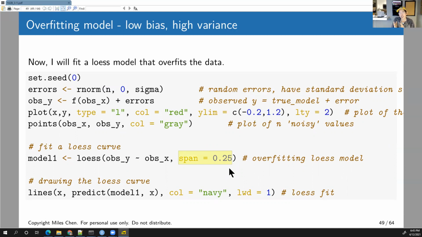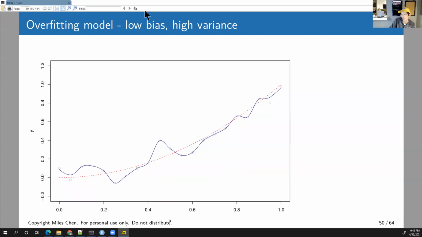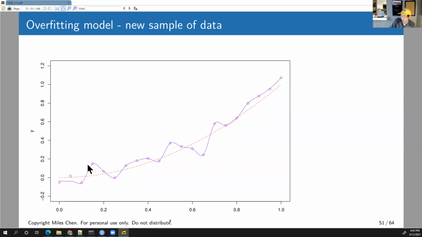The point here is that really squiggly is going to overfit, and really smooth is not. Really squiggly will have low bias, high variance. Really smooth will have high bias, low variance. So this is low bias, high variance, and we're going to fit these dots very well. And so another set of random dots and another set of random dots.